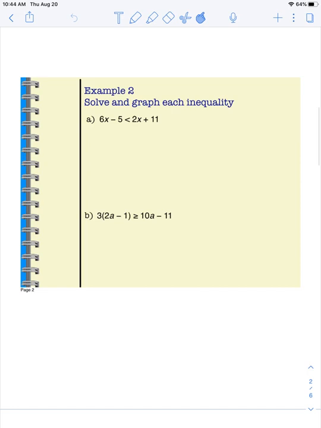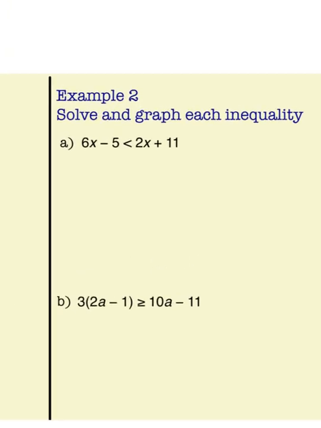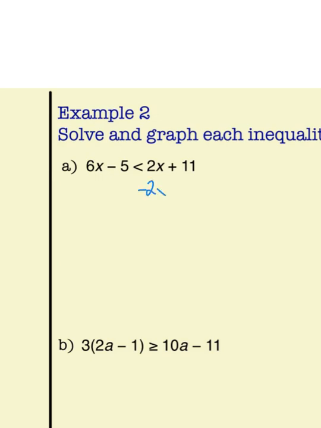All right, so example 2, we're still solving and graphing inequalities. We have 6x minus 5 is less than 2x plus 11. So when there's a variable on both sides, we're going to do the same thing we do when we solve equations. We're going to get all the variables on one side, and unless you're multiplying or dividing by a negative, you don't have to worry about flipping the sign. So in part A, the first thing we're going to do is subtract 2x from both sides so that I can combine all my x terms. I can combine like terms. And I'm not multiplying or dividing by a negative here, so the sign stays the same.